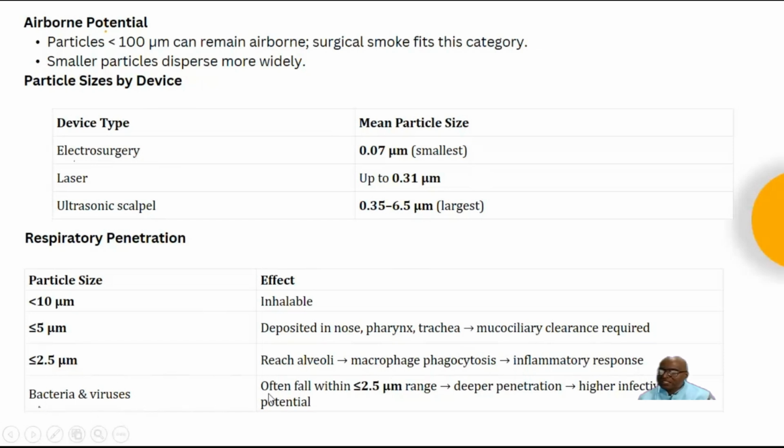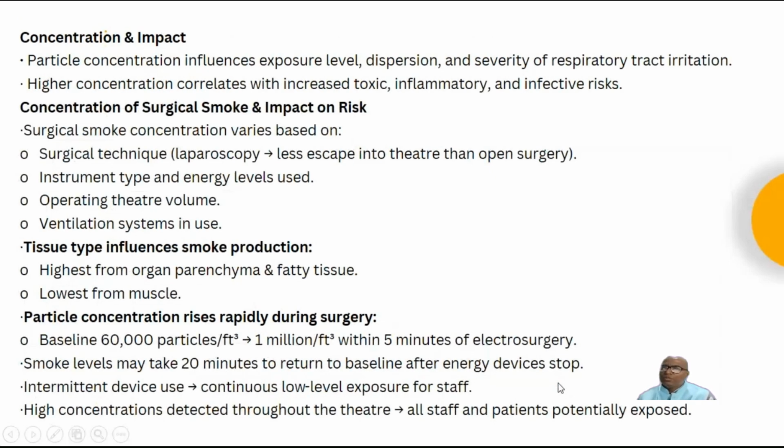The bacteria and viruses will fall into the less than 2.5 micrometer range, and that will lead to deeper penetration and higher infective potential. Okay. Now, what are the factors which are affecting the effect of this plume? It is the concentration and impact. So if the particle concentration is more, there will be more impact.